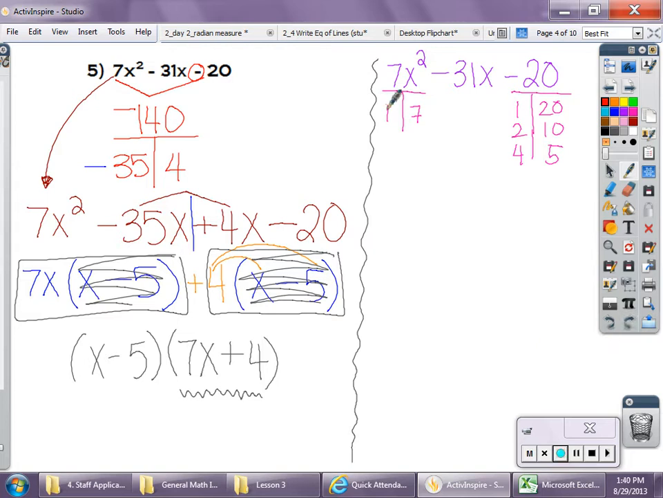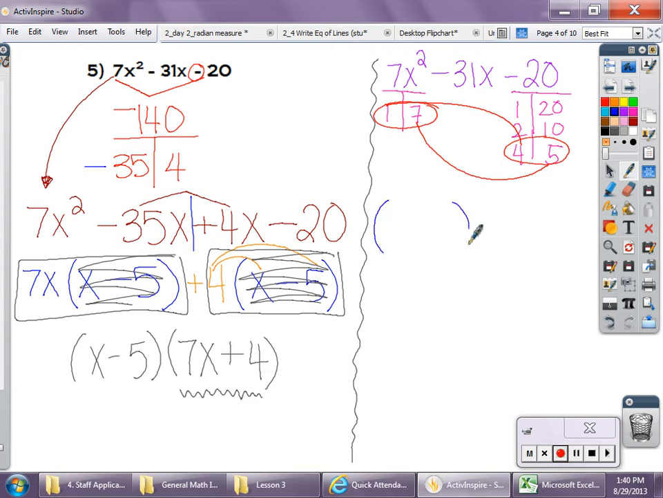Well, we can try 1 and 4. 7 times 5. 1 times 4 is 4. 7 times 5 is 35. Subtract them and you get 31. So those are our factors. So the question is, how do you build the factors?